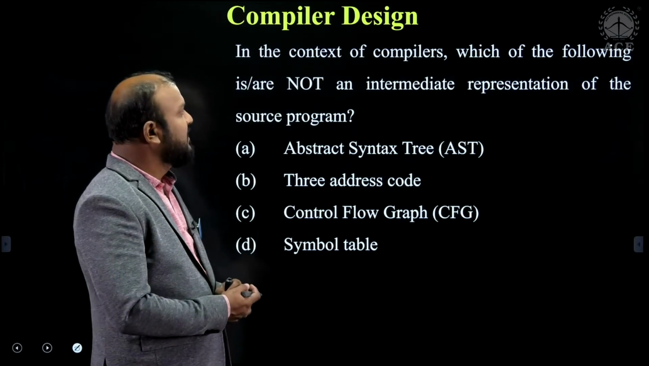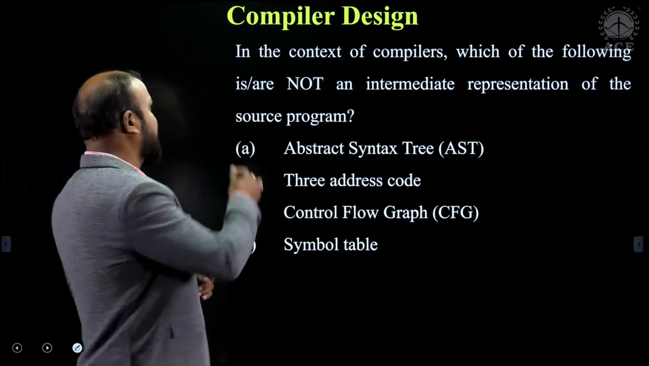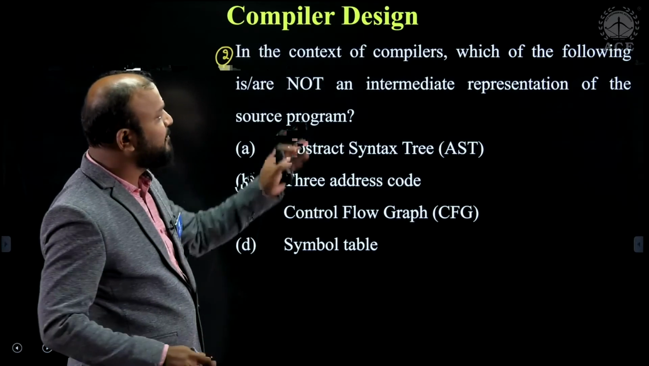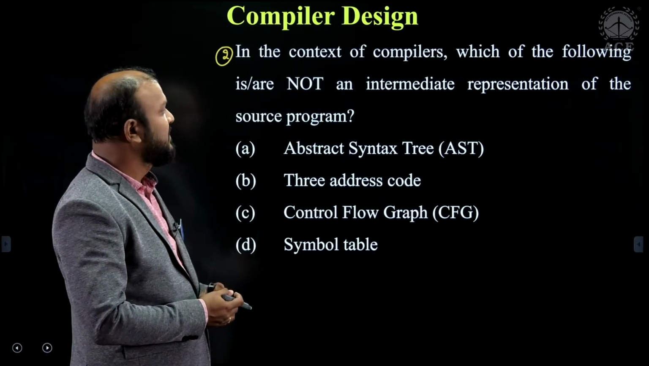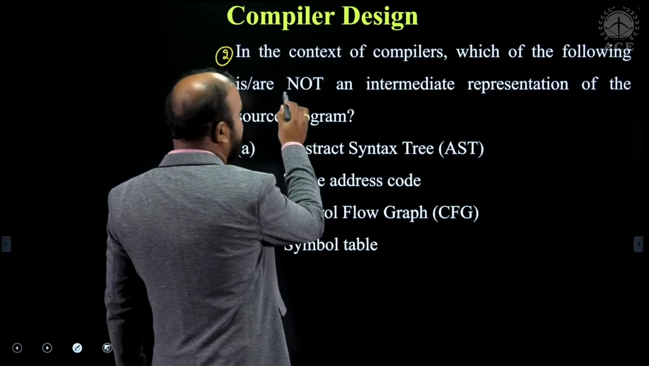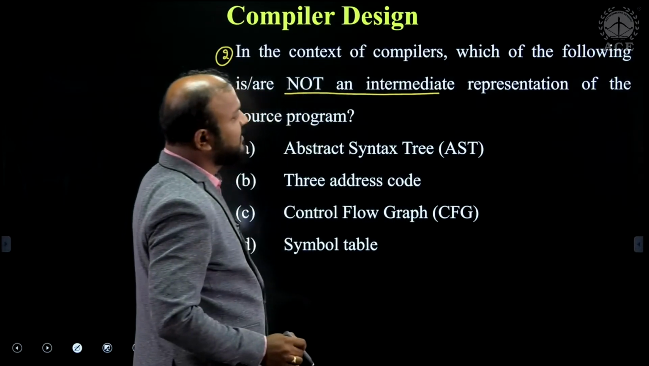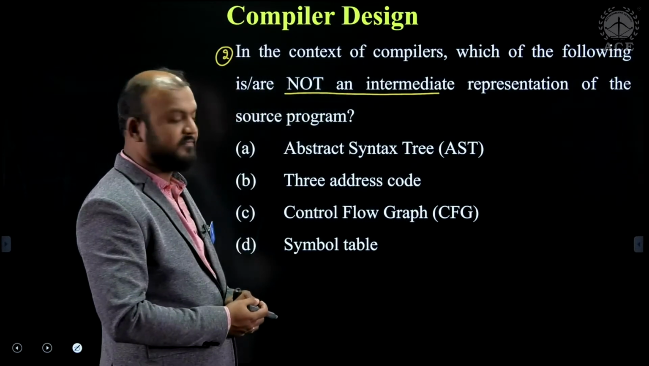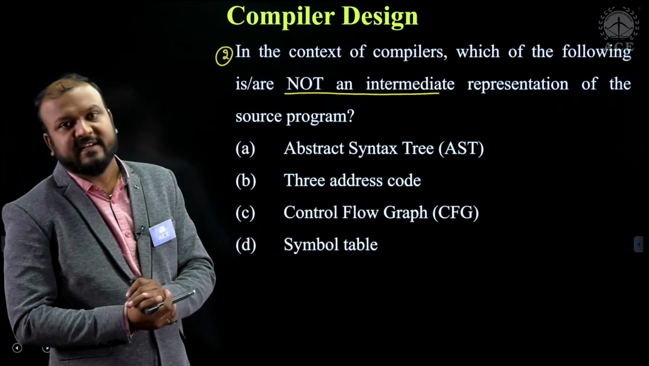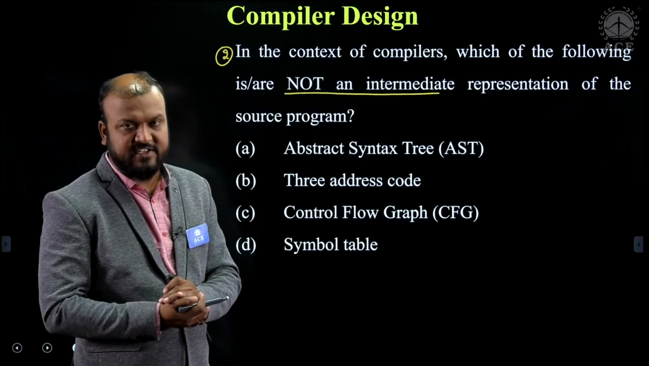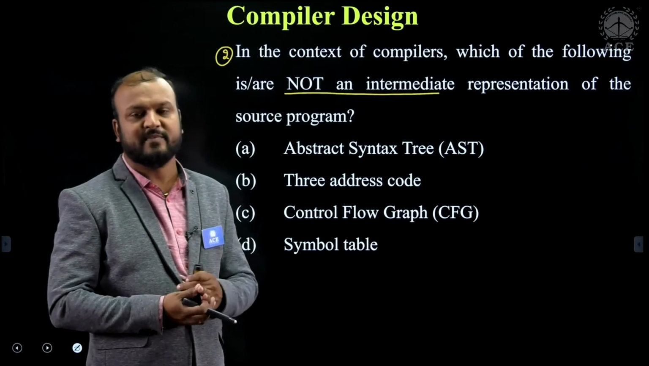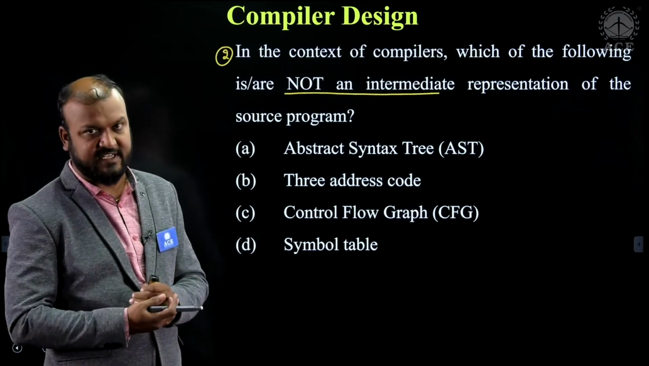Here is the second question. In the context of compilers, which of the following is not an intermediate representation of the source program? There are three major categories of intermediate representation called structural intermediate representation, linear intermediate representation, and hybrid intermediate representations.